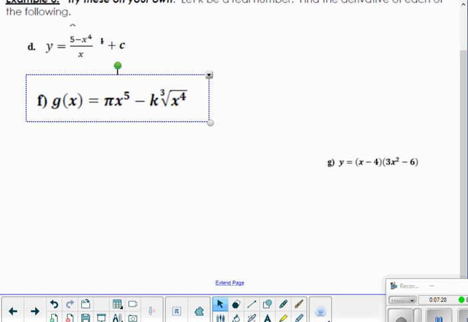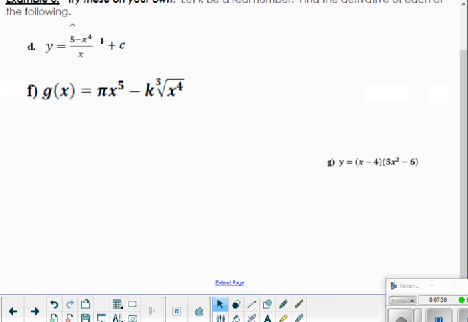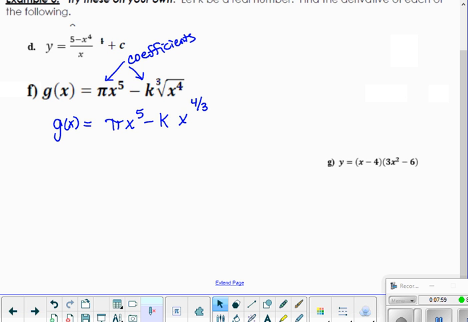Well, this looks super sweet. We got a pi, we got a k, we got a radical. When I look at pi and k, in my head I'm thinking, oh, these are just multipliers, they're just coefficients. They will be no trouble whatsoever. And the radical I'm going to rewrite. So I am going to take a moment first, before I do my derivative, and rewrite these. Pi, x to the fifth, minus k, x to the 4 over 3, power over root. P comes before r, power over root.